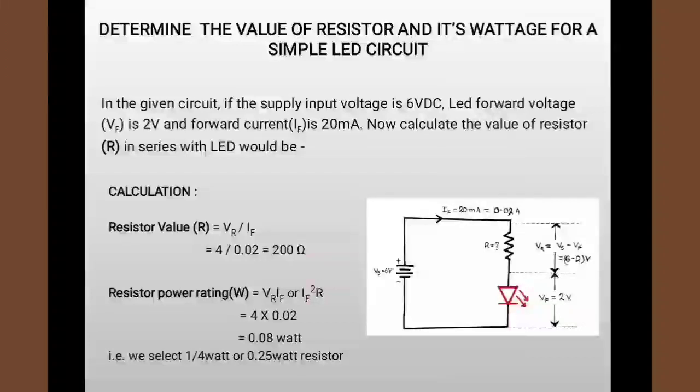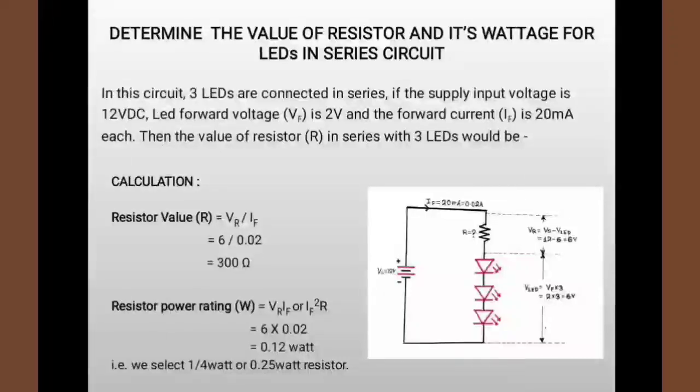To ensure that this resistor will not overheat, it is required to find the power rating of the resistor. To find the wattage of R, we use this formula: W equals VR IF or IF square R. Here voltage across resistor is 4 volt and forward current is 0.02 ampere, so we get 0.08 watt. It is too difficult to find the exact calculated value, so we select 1/4 watt or 0.25 watt resistor.